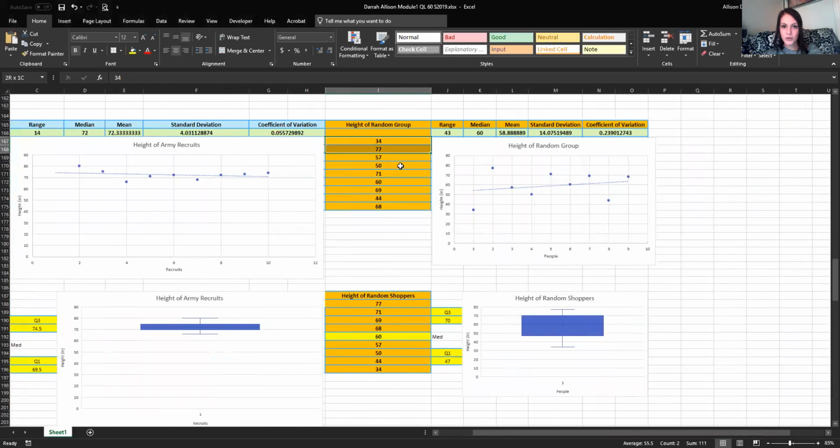So on here, what we did was we gathered this. This is a huge difference, as I said, from 34 inches up to 77 inches. Almost as tall as our tallest Army recruit, only short by 3 inches. On here, we're showing that the scatter plot is just everywhere. Our trend line does look different. The range is 43, so there is a 43-inch difference between the tallest and the shortest.